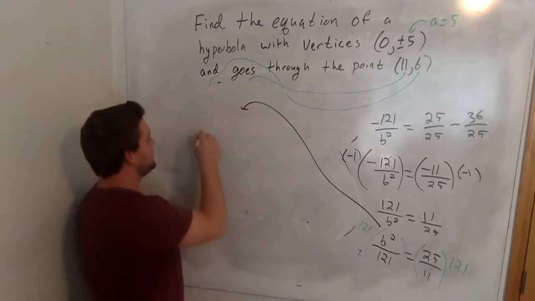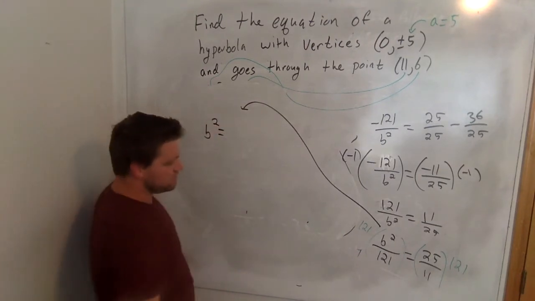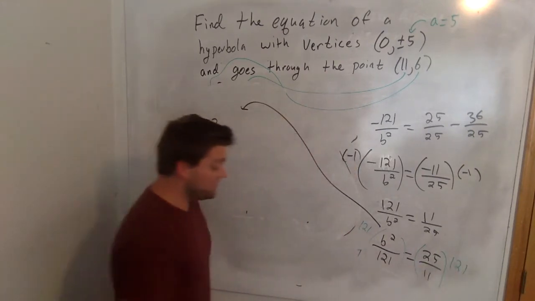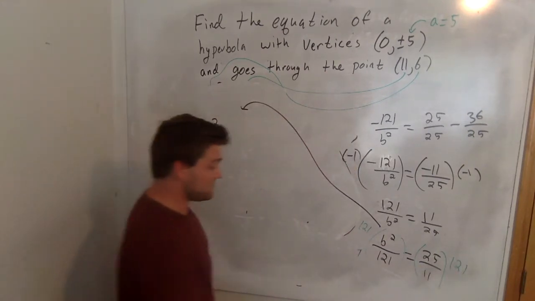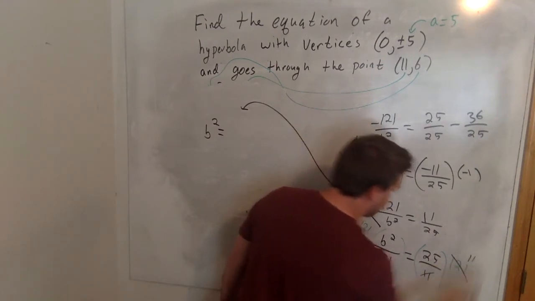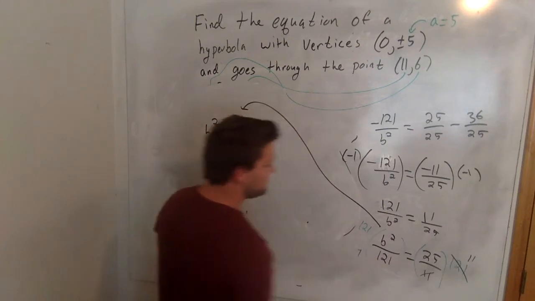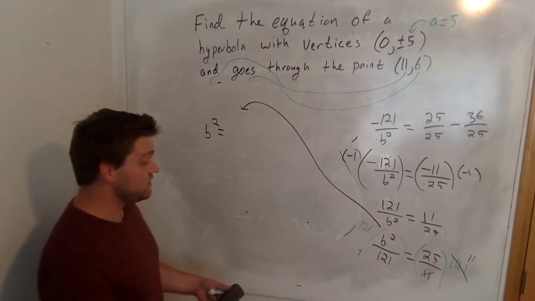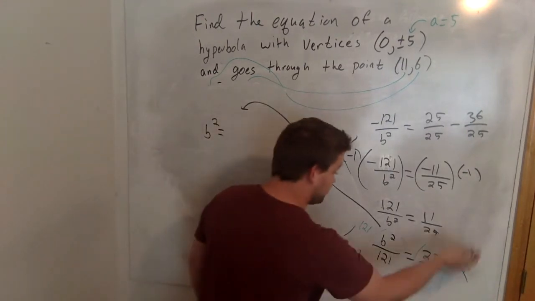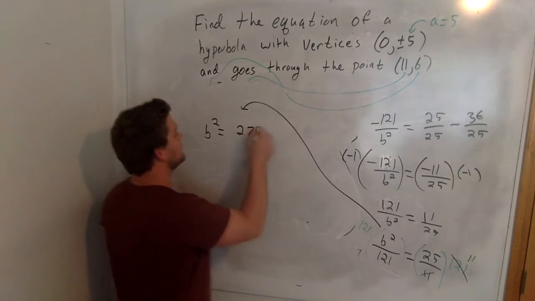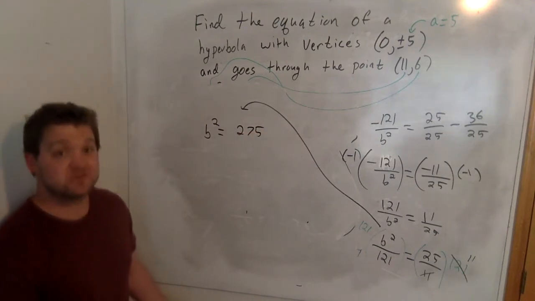Okay, so we're now going to have that b squared is going to be equal to, well, 121 is the same thing as 11 squared. So this will cancel, and I'll just get out an 11. So we'll have 25 times 11. Let's see, 25 times 10 is 250, plus another 25, so we'll get 275. So here we have that b squared is equal to 275.